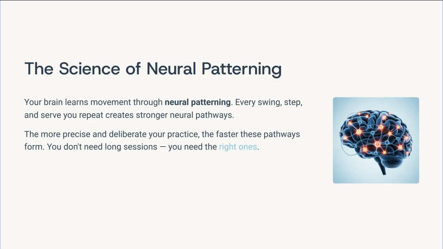Your brain learns movement through what's called neural patterning. Every swing, every step, every serve you repeat creates a stronger neural pathway.